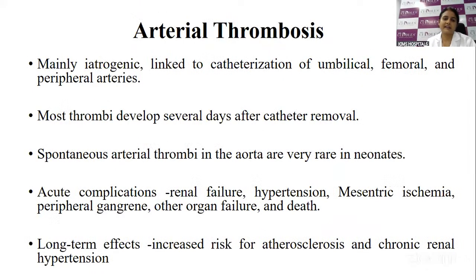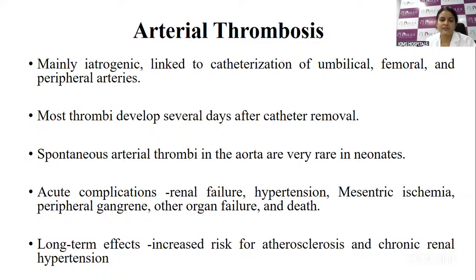Now, coming to arterial thrombosis, most of the causes of arterial thrombosis are iatrogenic, and they are linked to the catheterization of umbilical, femoral, and peripheral arteries. These thrombi develop several days after the catheter removal. Spontaneous arterial thrombi in the aorta are very rarely seen in neonates.